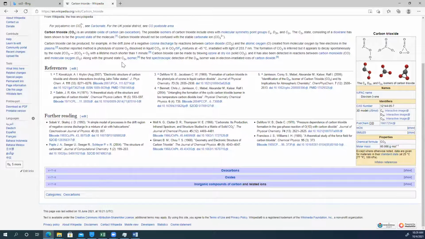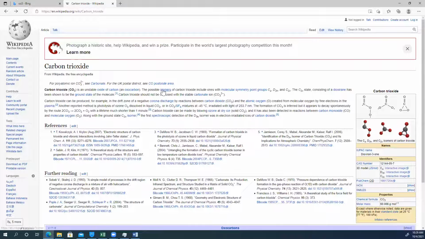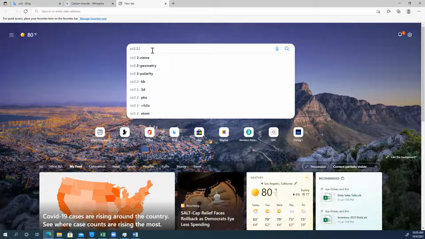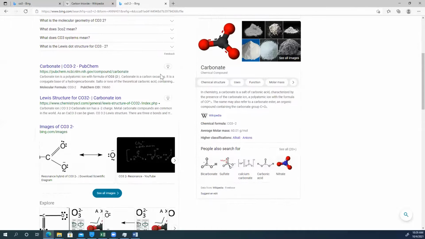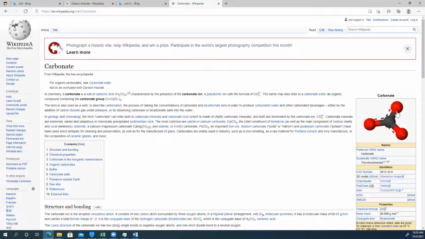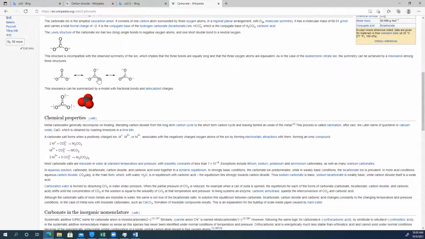There's not much written here about these structures, and I kind of wonder about the literature for this. Carbonate's not a problem. There's tons of stuff about carbonate. So if we look at carbonate, CO3 2-, there's lots. It's a very common ion. It looks like this.